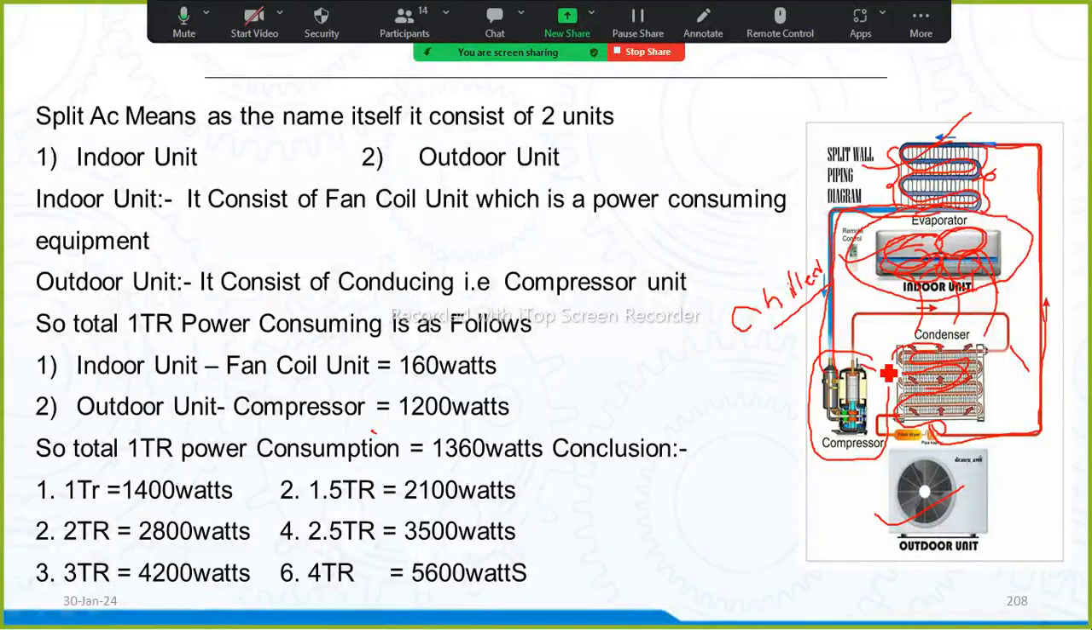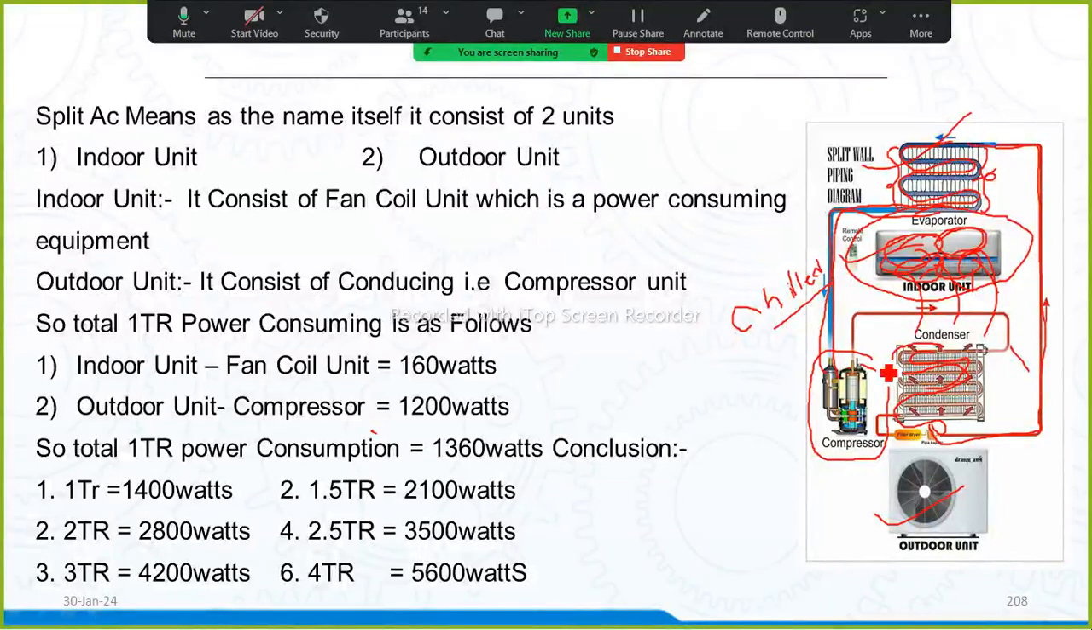Indoor unit, what does it consist of? It consists of a fan coil unit, which is power consumption equipment. Indoor unit is nothing but a fan coil unit. Next, outdoor unit means it's a condensing unit, that is the compressor unit.